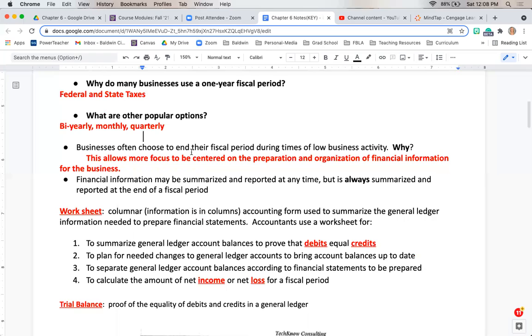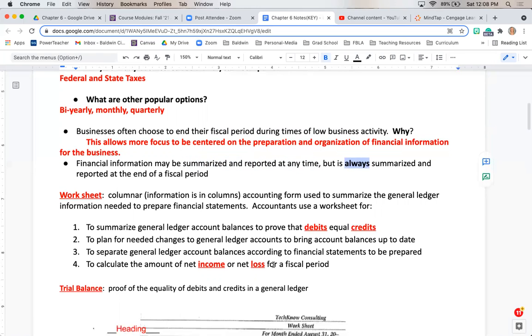Businesses are going to choose to end their fiscal period where the least amount of activity is happening in that business. That's why the school district chooses to end theirs in July, because that's the end and it's right before the start of a new school year. The financial information is always going to be summarized and reported at the end of the fiscal period.